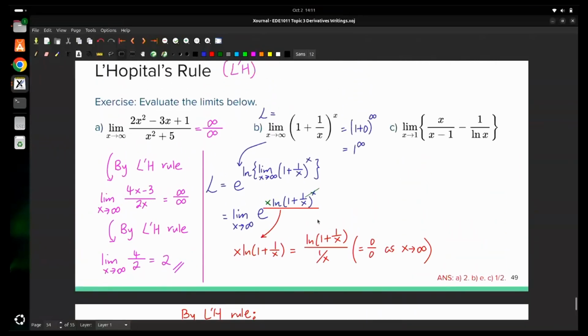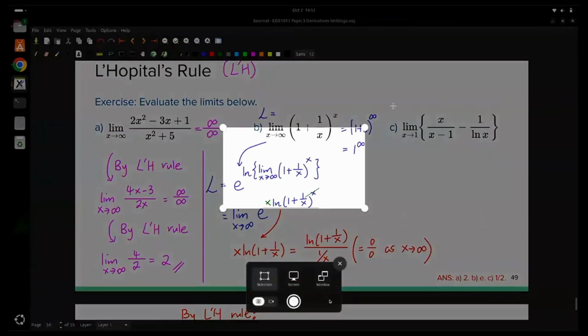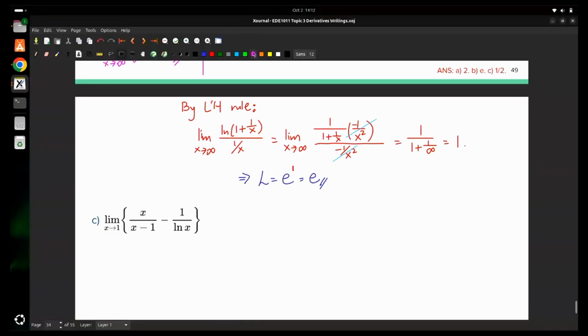So the last question here. For the last question, if you do direct substitution, you notice that you are going to get 1 over 1 minus 1, minus 1 over ln 1. Which happens to be 1 over 0 minus 1 over 0. So 1 over 0 minus 1 over 0 is undefined in the sense that this is plus minus infinity, then minus of plus minus infinity.